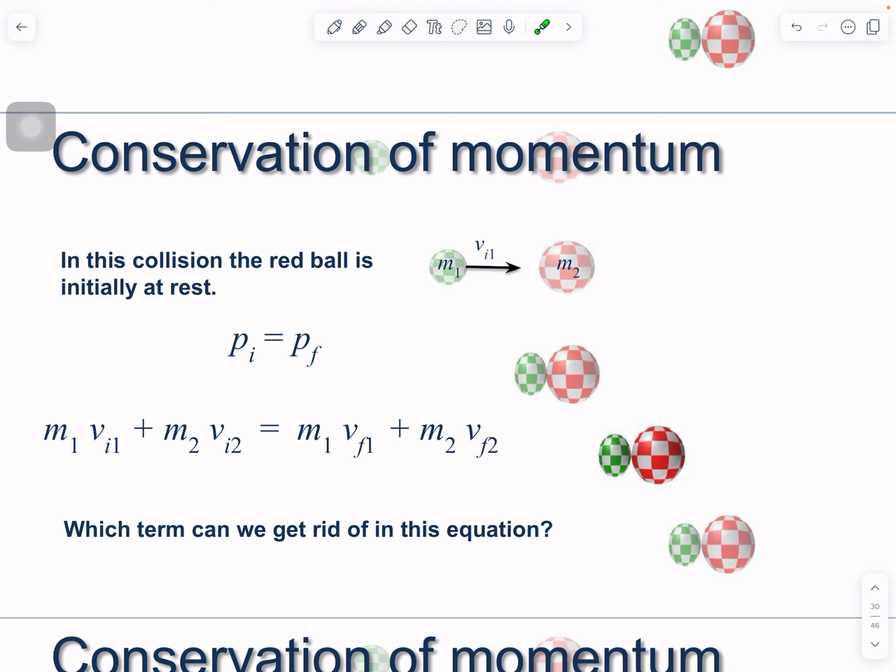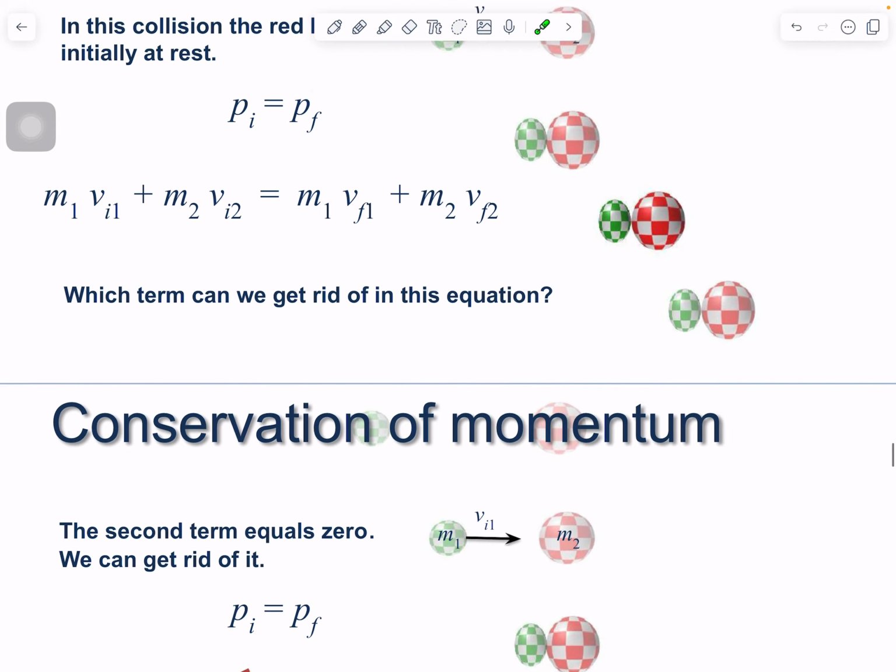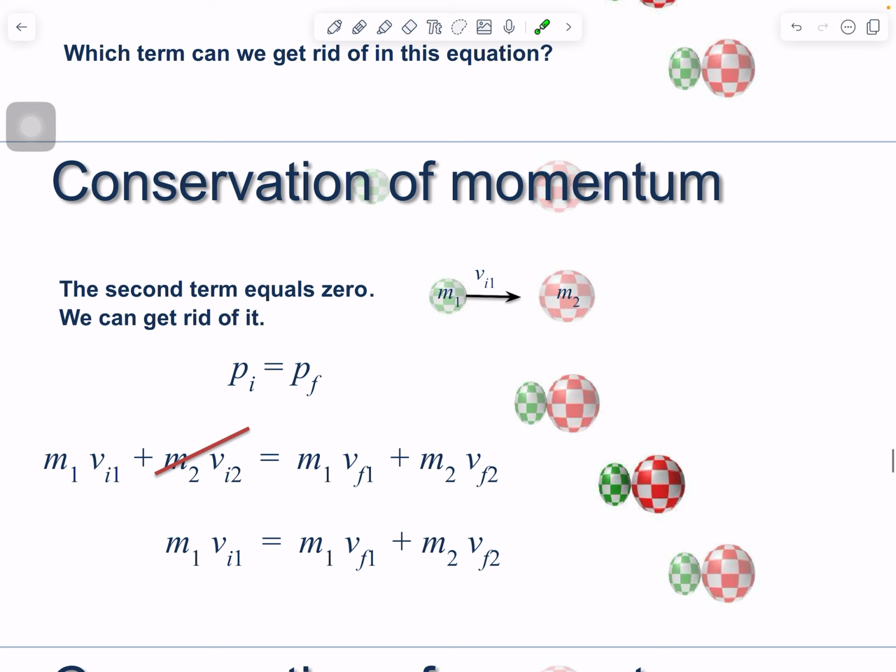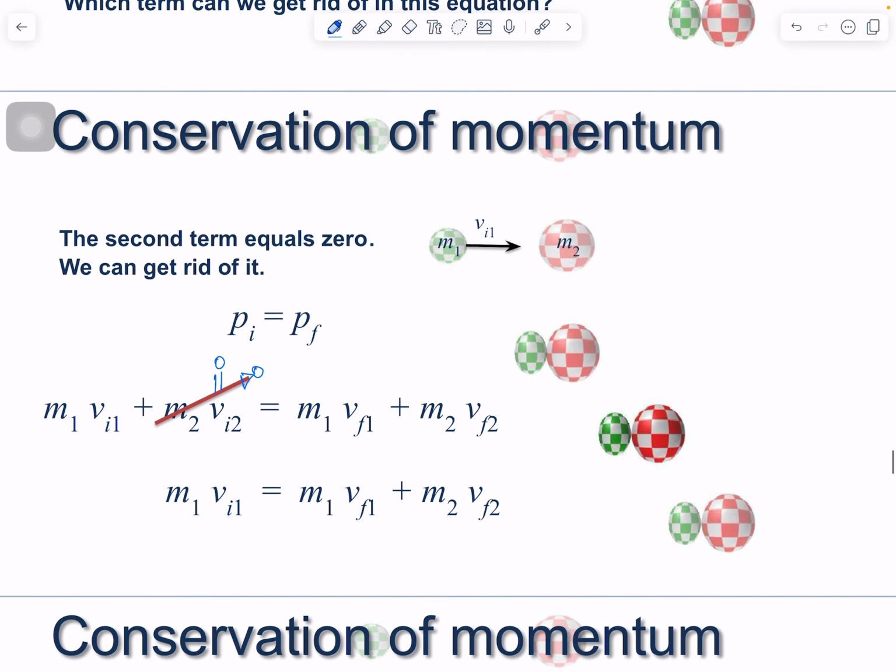Okay, so in this collision, the red ball is initially at rest, and so which term can we get rid of in this equation? And if you knew the answer was this one, that is correct, because the velocity is equal to 0, and so anything times 0 is equal to 0. So that simplifies the calculation a little bit to make us able to do this.